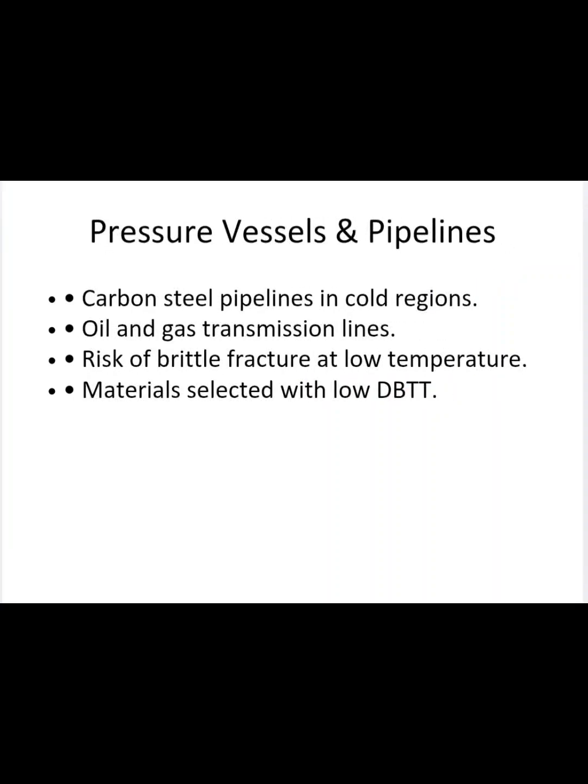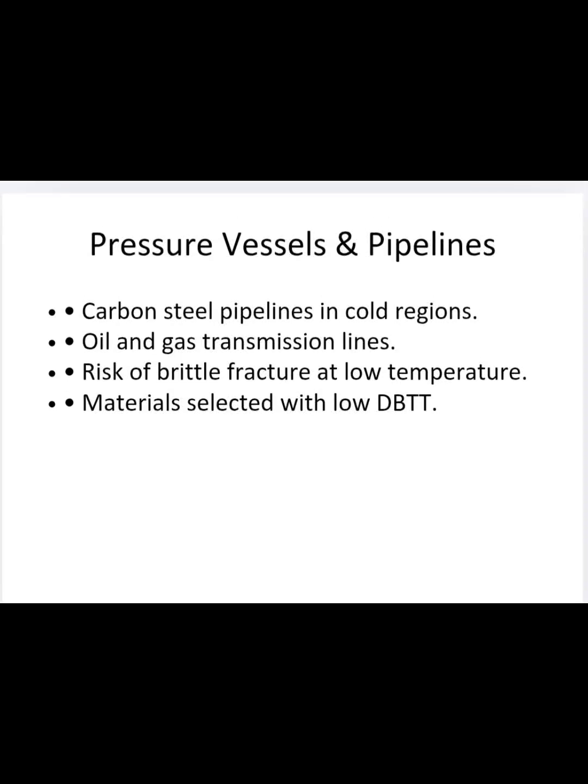Now the industrial examples. First, pressure vessels and pipelines, especially those used in the oil and gas industries. Carbon steels are commonly used.